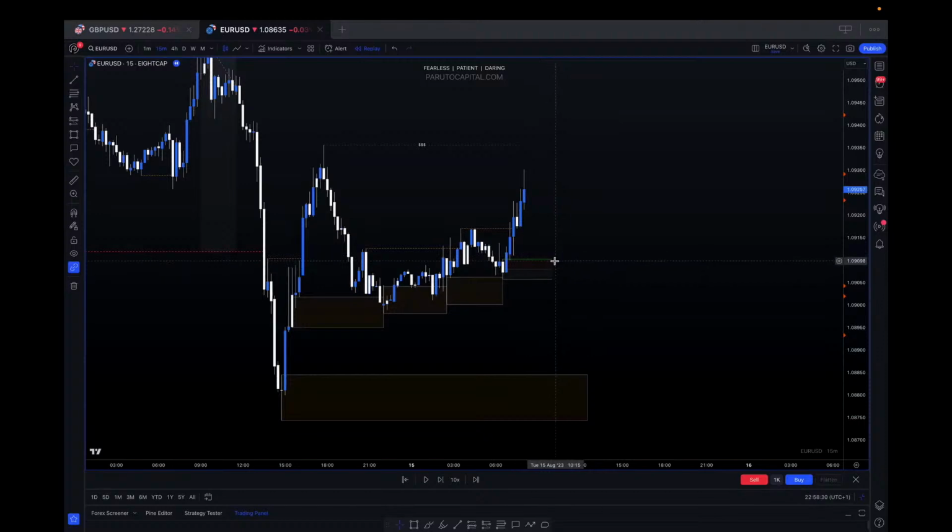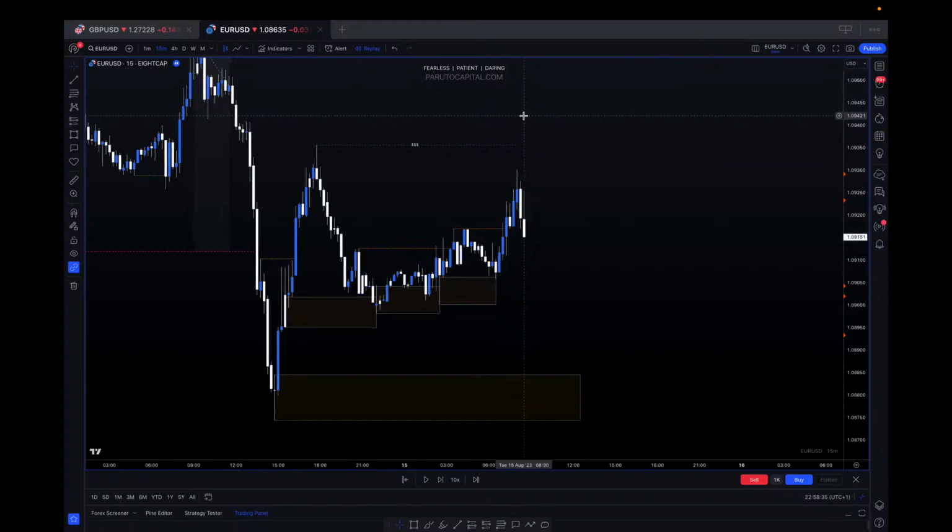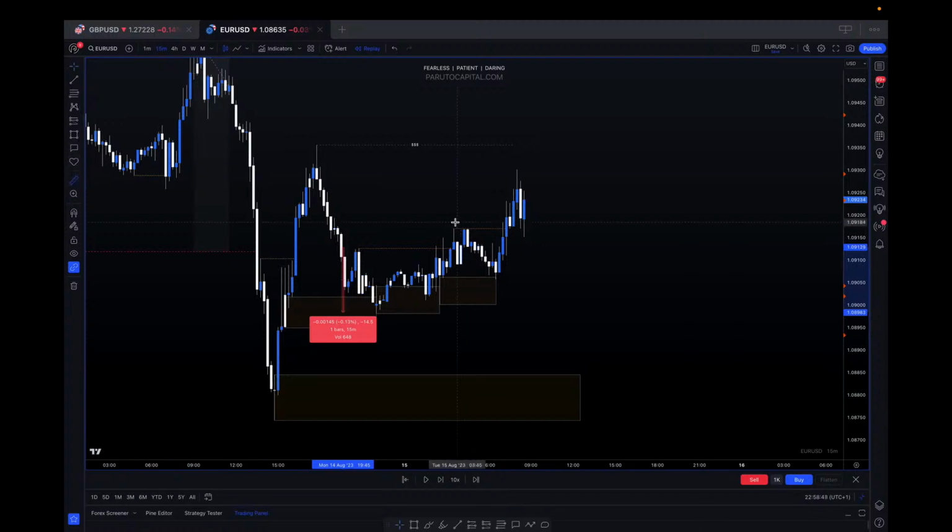Okay, sure, take this out. Okay, price is returning, as you can see clearly. Now if we look at all of this pullback here, this is about how many pips? 14. This is about 10 pip, not much really. So simply just ignore.